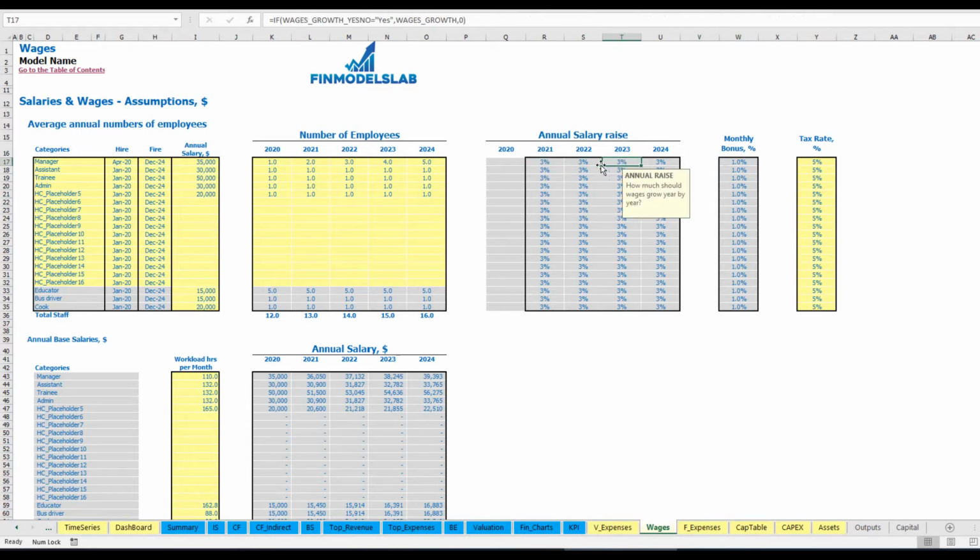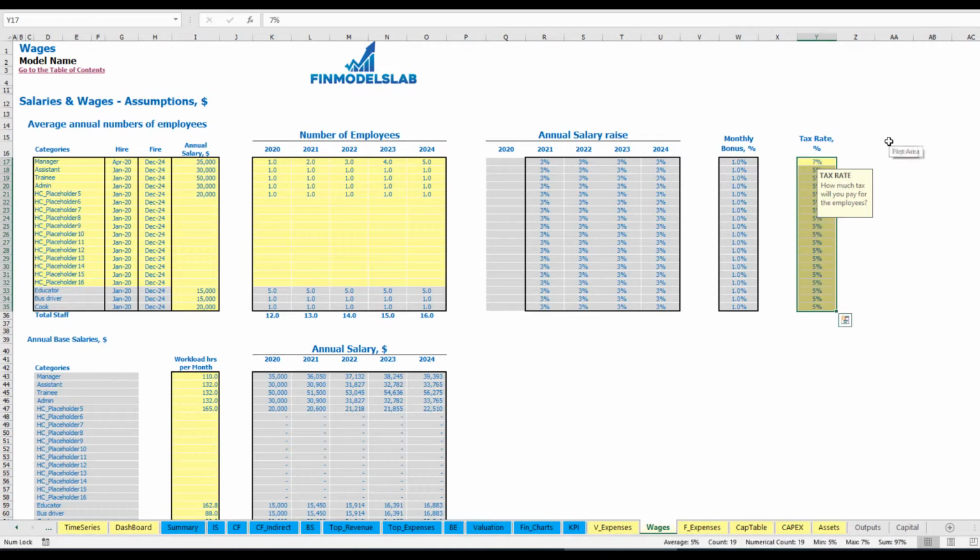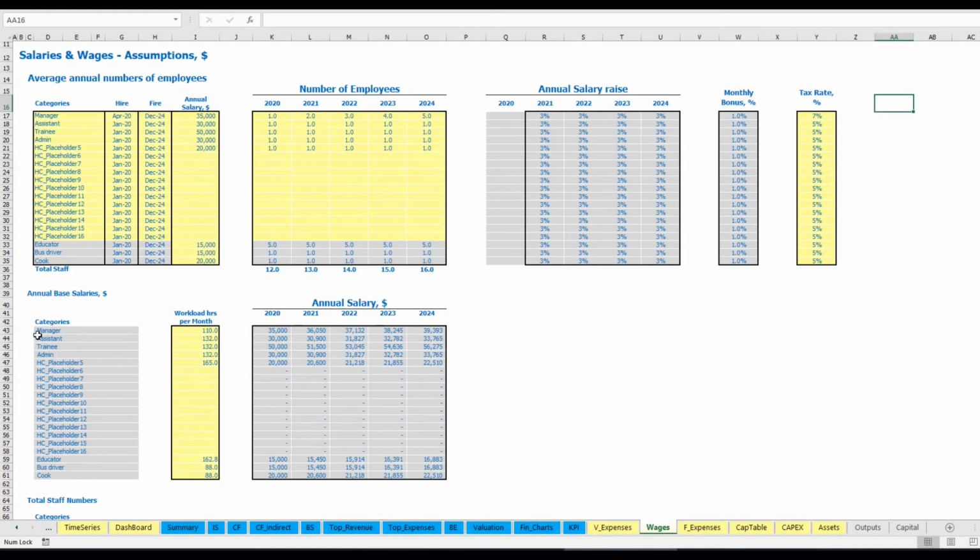Separately, previously you already input annual salary growth rate on the dashboard, but for these positions you can input payroll tax rate. It can be 10%, for example, or 7%, or if you don't need it, you can just clean these values here. Additionally, you have the calculation of annual salary, depending on the salary growth rate and starting annual salary. But you should also input workload, hours per month for each of the categories.